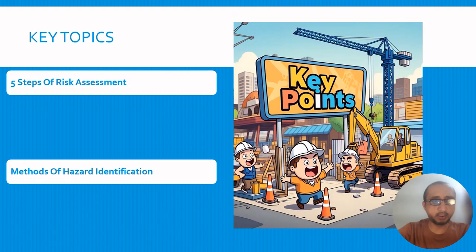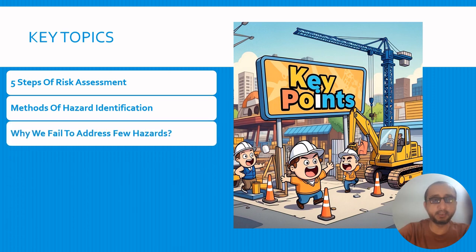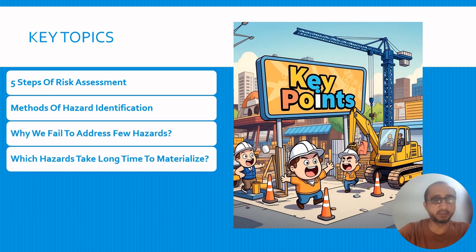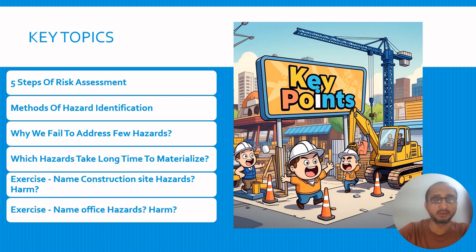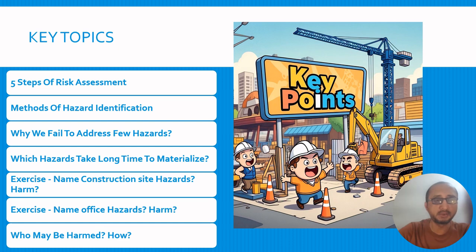Key topics are the 5 steps of risk assessment, methods of hazard identification, why we may fail to address a few hazards, and which hazards take a long time to materialize. Then exercise 1, name construction site hazards and their harms. Then exercise 2, name office hazards and their harms. And then who might be harmed and how.